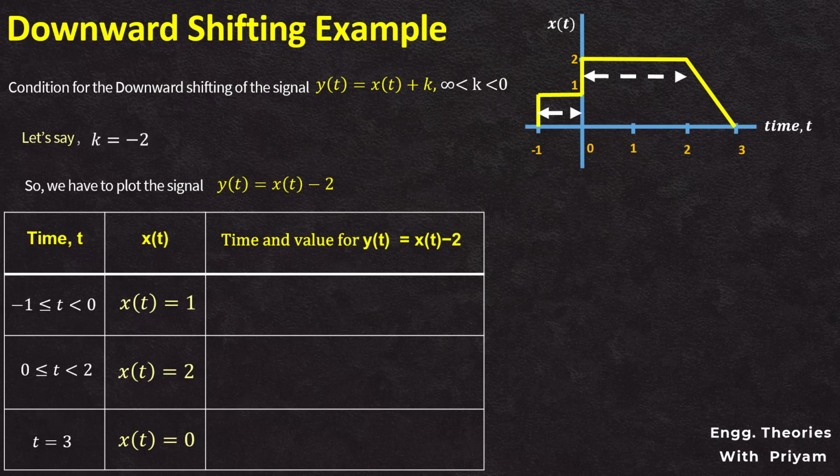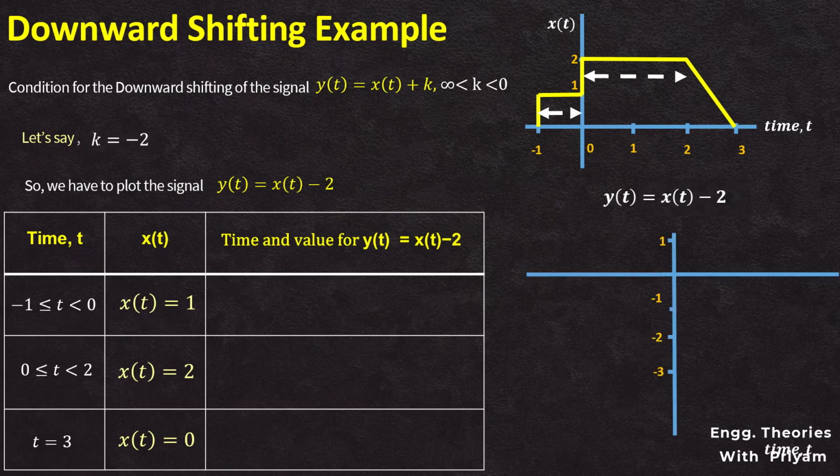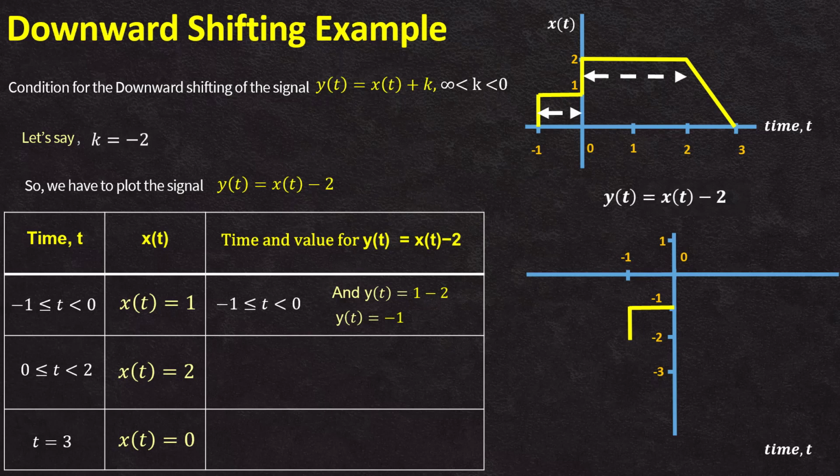Here the value of the signal x(t) for the time interval t greater than or equal to minus 1 and less than 0 is equal to 1. So if we subtract 2 from every value of this signal for this time interval, then the value of the signal y(t) for this time interval will become 1 minus 2, which is equal to minus 1. Again, the value of the signal x(t) for the time interval t greater than or equal to 0 and less than 2 is equal to 2. If we subtract 2 from every value of the signal for this time interval, then the value of the signal y(t) will become 2 minus 2, which is equal to 0.